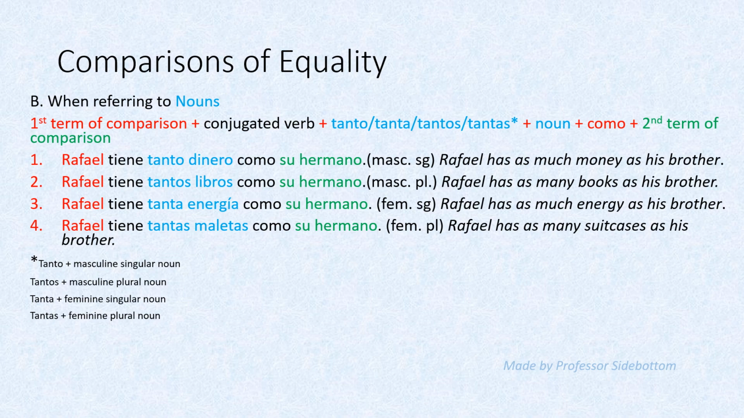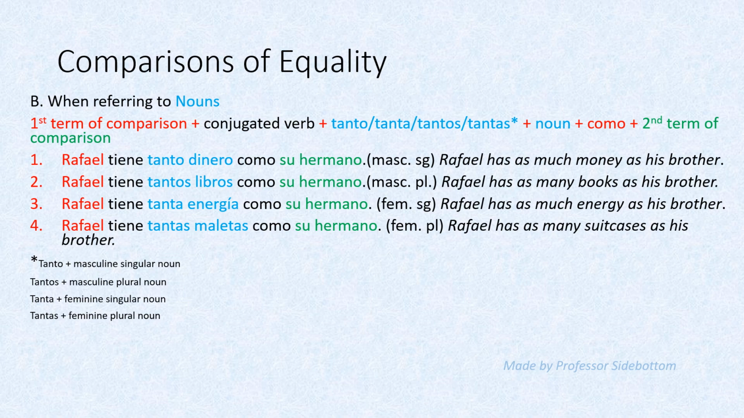Now we have tanto because dinero is a masculine singular noun. Rafael tiene tantos libros como su hermano. Rafael has as many books as his brother. Here we use tantos because libros is a masculine plural noun. Rafael tiene tanta energía como su hermano. Here we use tanta because energía is a feminine singular noun. Rafael has as much energy as his brother.